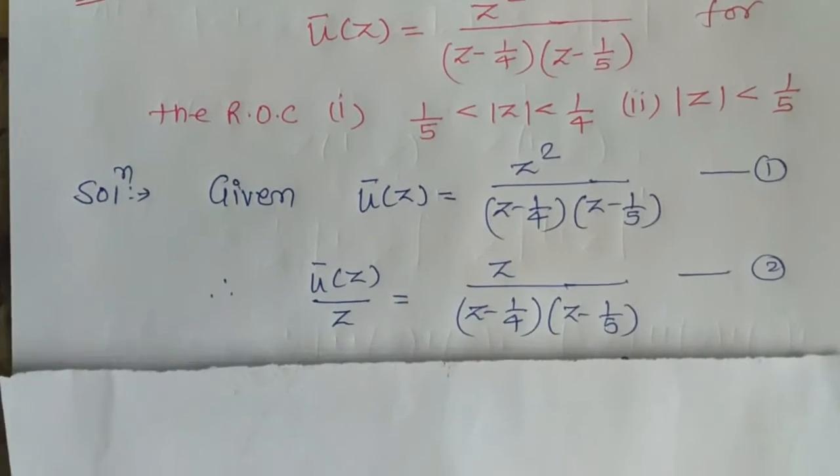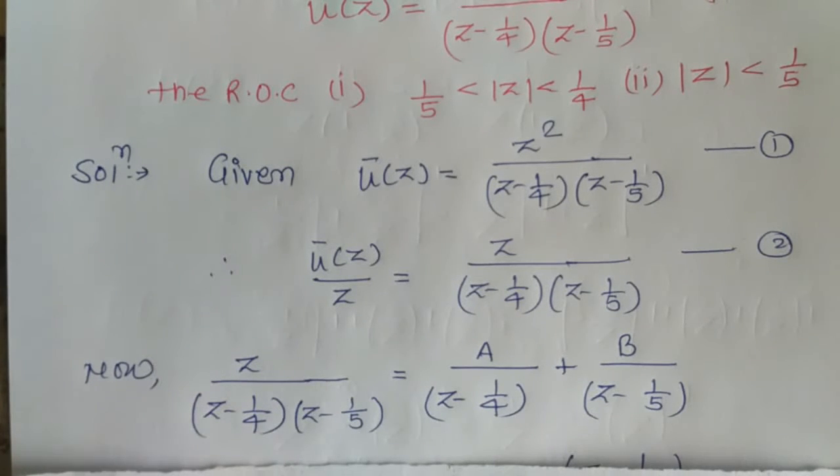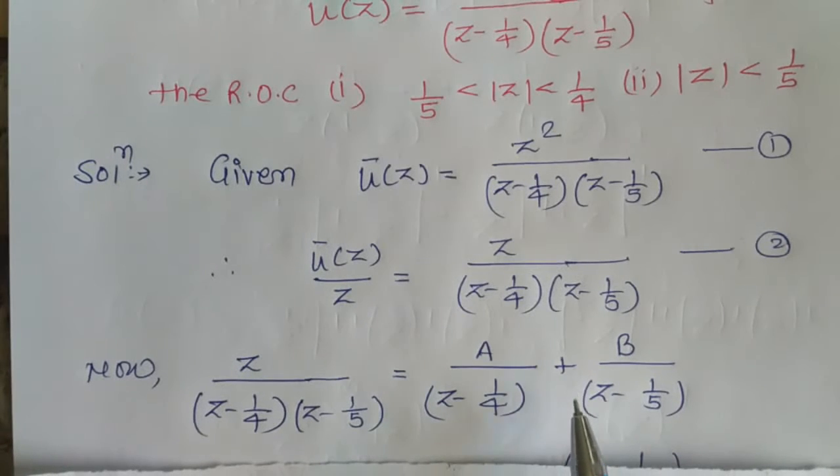Then using partial fractions, we get the partial fraction of z upon (z minus 1 by 4) into (z minus 1 by 5). Because the denominator has non-repeated linear factors, we have A upon (z minus 1 by 4) plus B upon (z minus 1 by 5). So this is the partial fraction. Now we have to find the values of constants A and B.